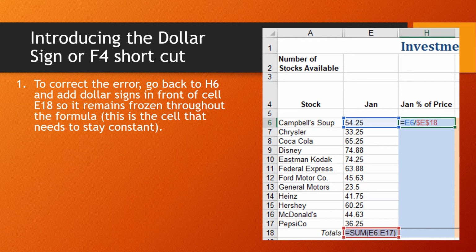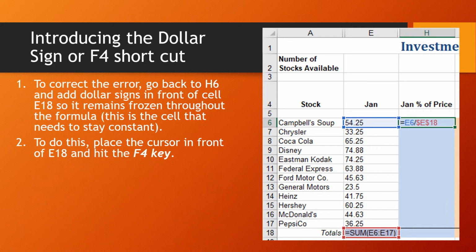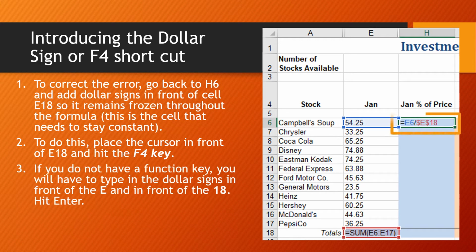To correct the error, we're going to go back to H6 and add dollar signs in front of the cell E18 so that Excel knows to remain frozen using that cell throughout the formula. In other words, E18 must stay constant. To do this, we place the cursor in front of E18 and hit the F4 key. If we do not have a function key, you will have to type in the dollar signs in front of the E and in front of the 18. Then we will hit enter.